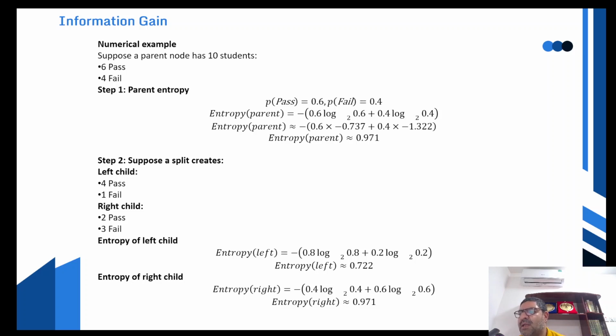It is very simple. Entropy left is equivalent to 0 minus, because it is 80%. Out of 5, if 4 people have passed, that means 80% have passed. And 1 person has failed, that means 20% has failed. So entropy left is equal to minus 0.8 log 2 0.8 plus 0.2 log 2 0.2. When we evaluate this, entropy left is coming 0.722. Entropy right, with the same logic, evaluating in the same manner, is coming 0.971.